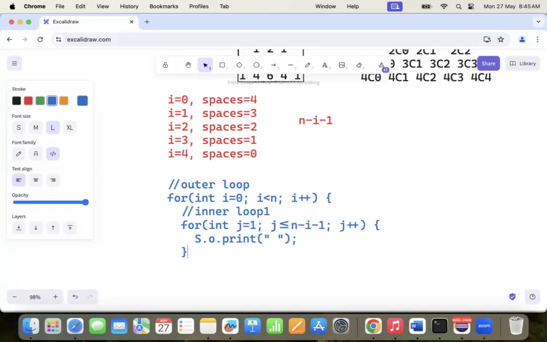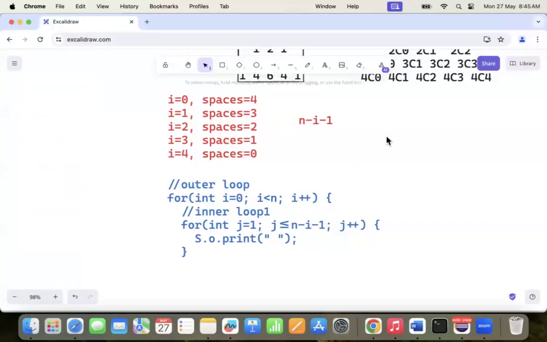Am I clear, folks? So far, we are good, right? You got the clarity on this. But now the next thing is we have to talk about finding the value. One more inner loop is required so that we are able to display the output. Am I clear, folks?